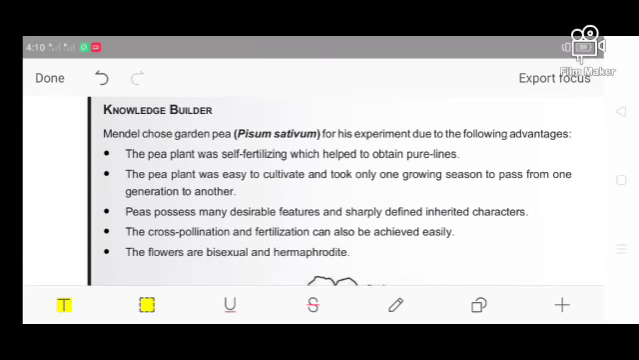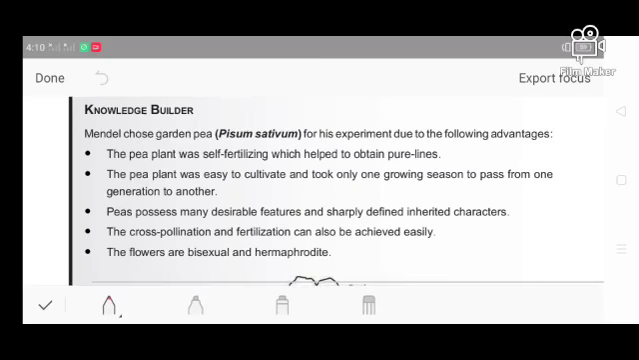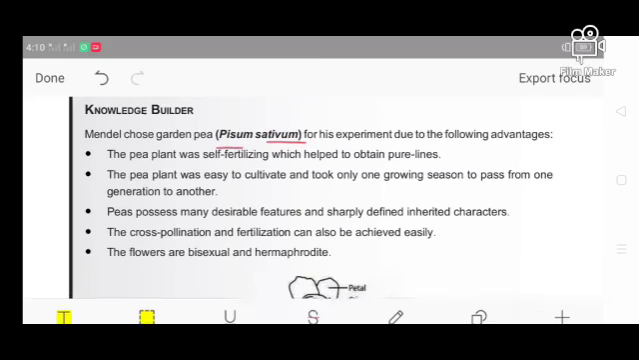After that, my dear friends, there is some important information you have to remember. Mendel chose the garden pea, whose scientific name is Pisum sativum, a very important thing. He chose it for the following advantages. The pea plant is self-fertilizing, which helps produce pure lines. So what is the benefit of selecting pea plants? It is self-fertilizing, which often gives pure line species.